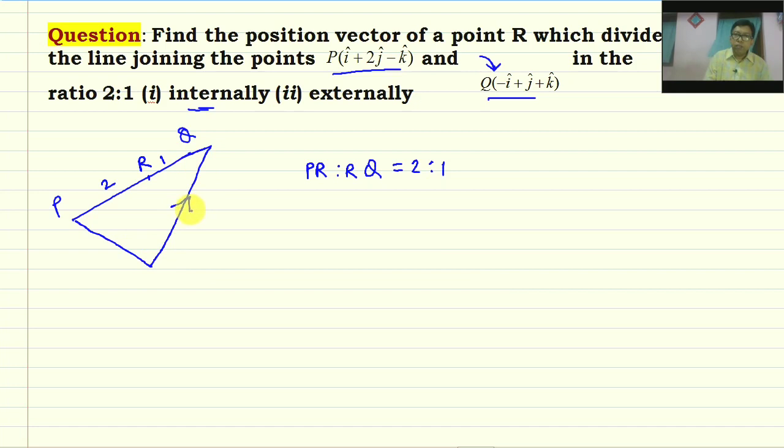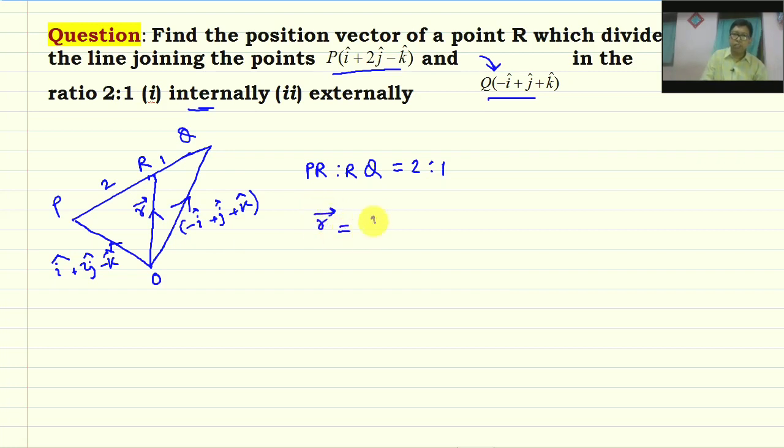Position vectors are, respectively, with respect to origin O: î + 2ĵ − k̂. This is the first point P, and the second point is Q. Its position vector is −î + ĵ + k̂. Now you have to consider the position vector for R also. Say this is the R vector, small r vector. So what will be the R vector?